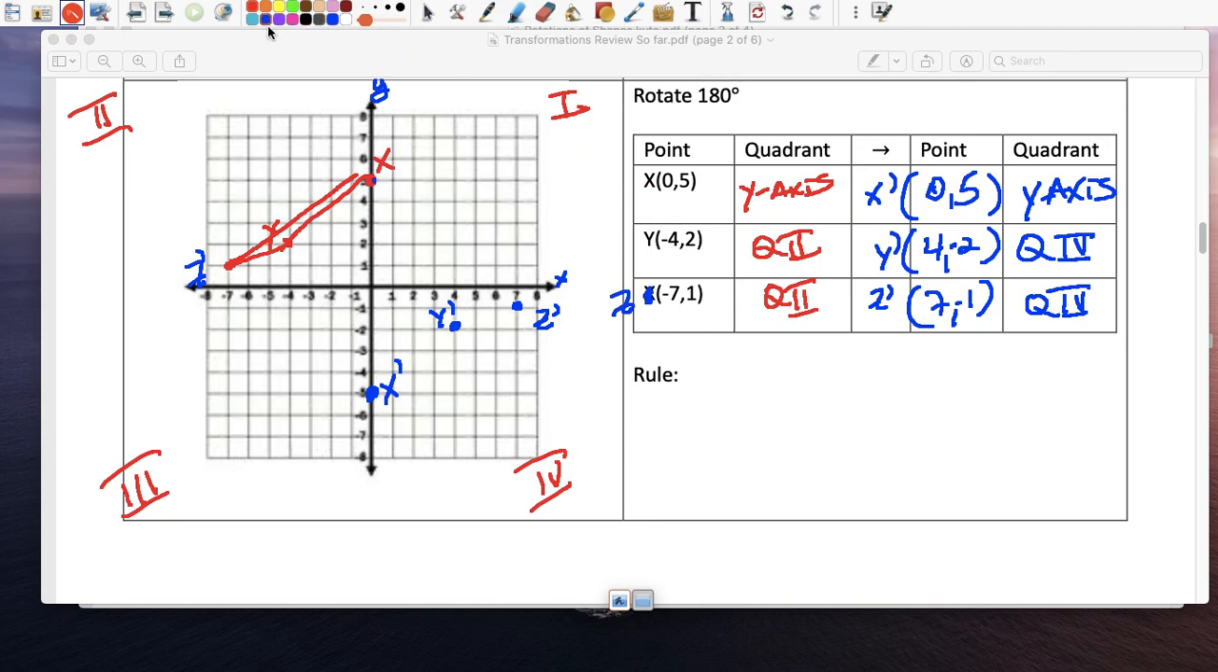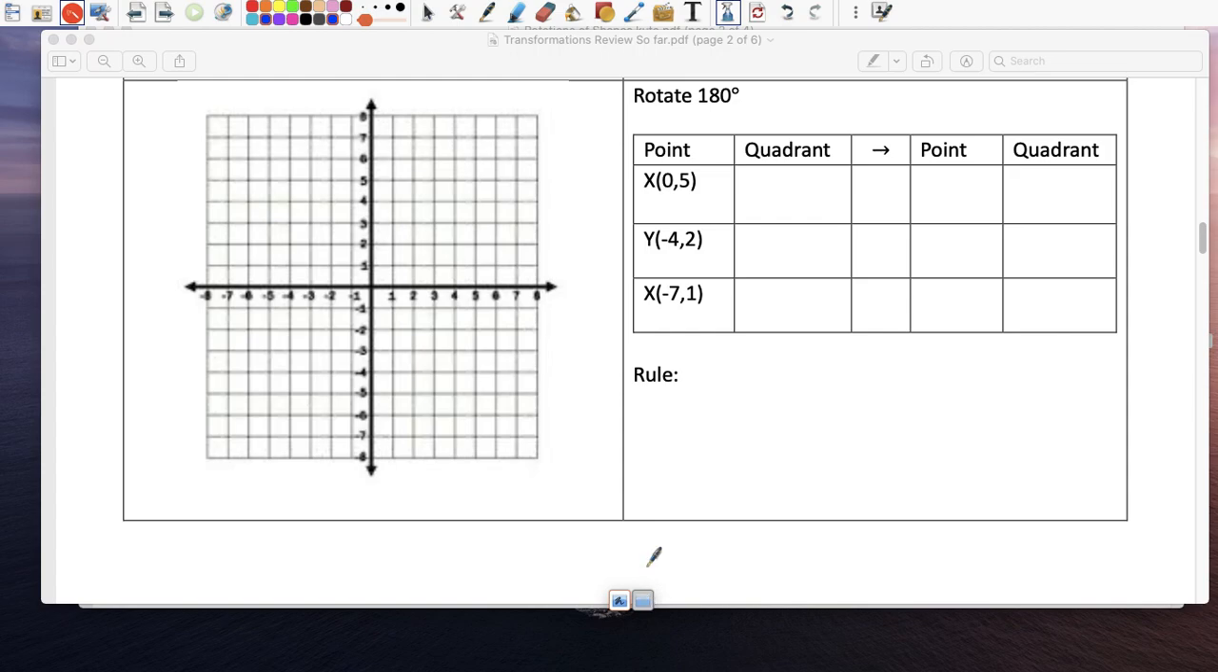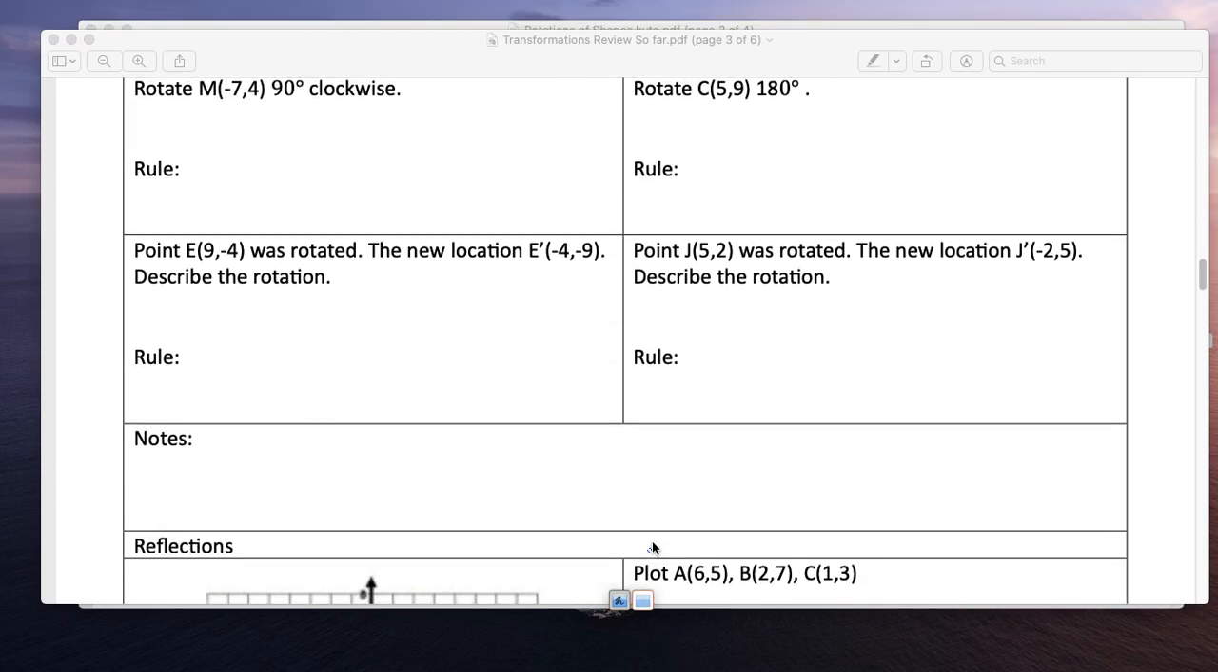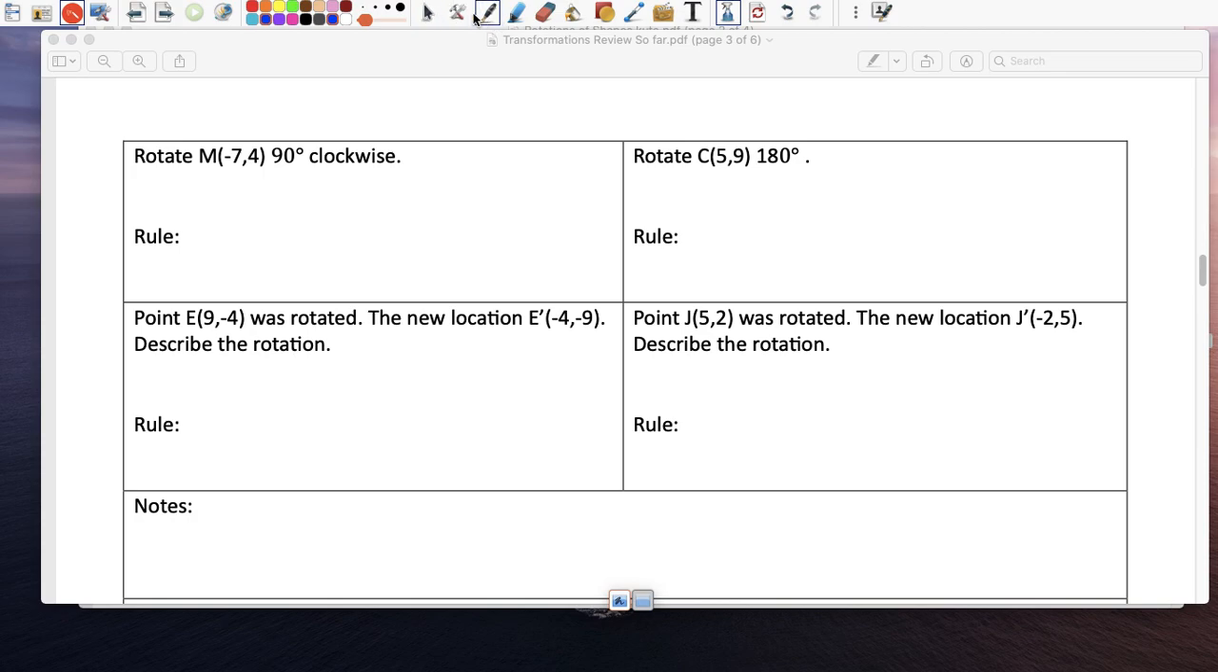And then in blue I'm going to do the other triangle. Notice that they're exactly the same triangle, except 180 degrees rotated. What's the rule? Well, this one is easy. X and Y are still X and Y, but their signs are opposite. Whatever they were before, they're now the opposite. And that's the rule for a 180-degree rotation.